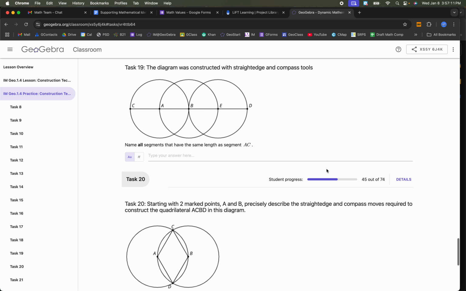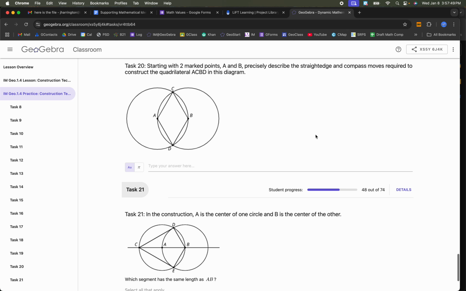Task 19. This diagram was constructed with straight edge and compass tools, meaning all you got is circles and straight lines here, right? Name all segments that have the same length as segment AC. Okay? Well, what do we say about these diagrams? Always look for radii. If you can find a radius, see how many of them you can find. So anyway, that's a big hint. See if you can find all the segments that have the same length as AC. Pause the video. Answer the question.